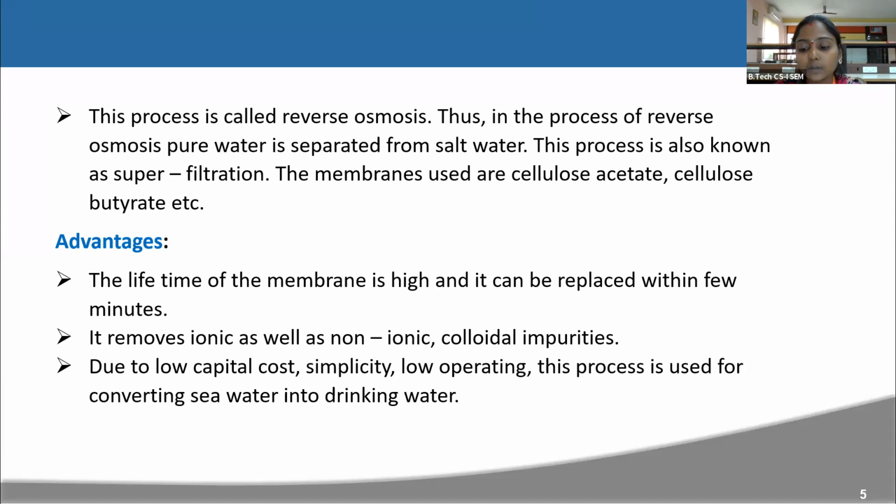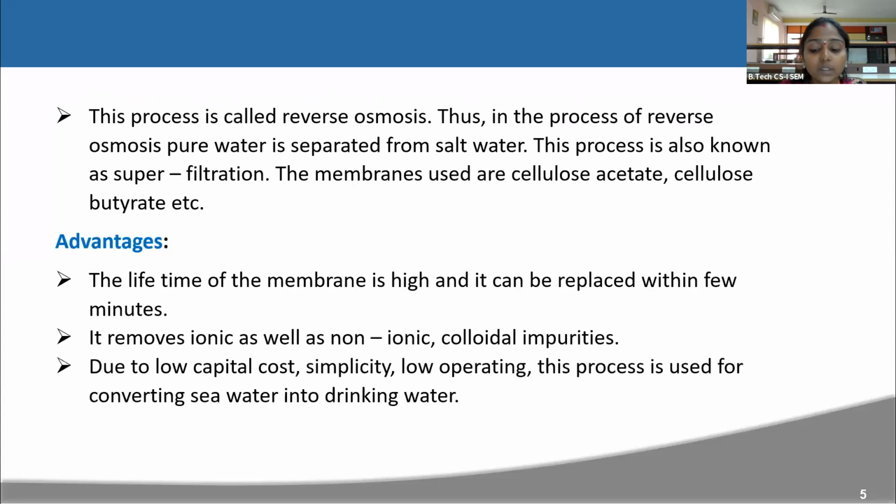Although the installation cost is high, the maintenance cost is low. First, we have to invest, and later the maintenance cost is less. The membrane can be replaced in 3 to 4 minutes, and hence we can get uninterrupted water supply. The semi-permeable membrane is present in the RO, and we have to fix it. It takes only 3 to 4 minutes.